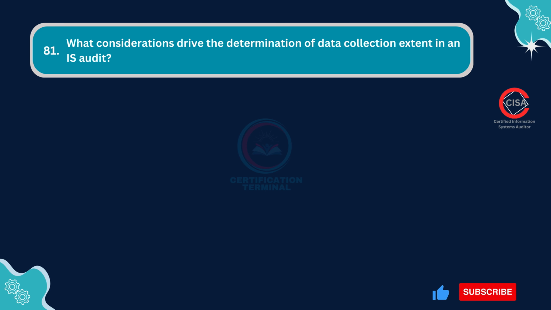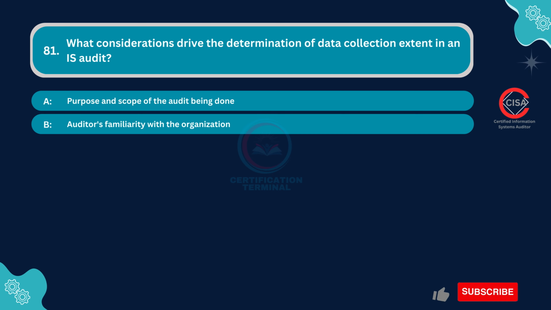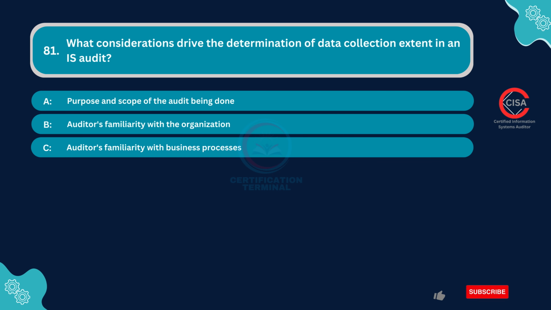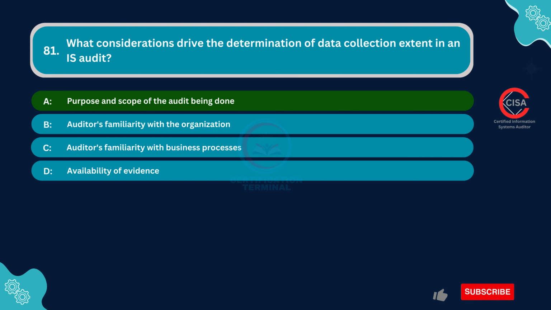Question number 81. What considerations drive the determination of data collection extent in an IS audit? Option A, purpose and scope of the audit being done. Option B, auditor's familiarity with the organization. Option C, auditor's familiarity with business processes. Option D, availability of evidence. The correct answer is Option A, purpose and scope of the audit being done.